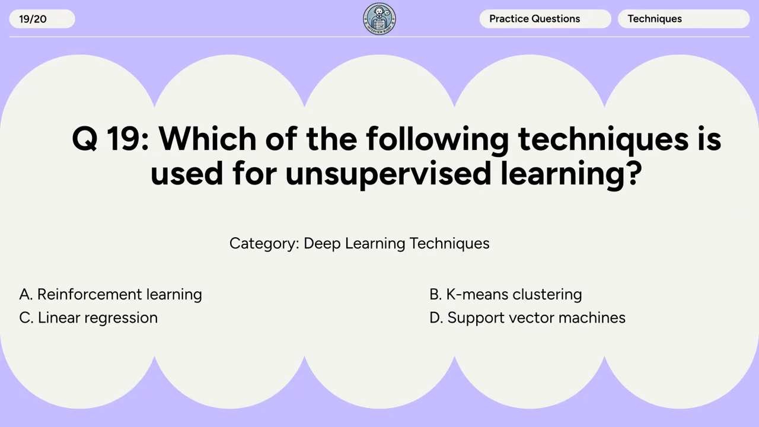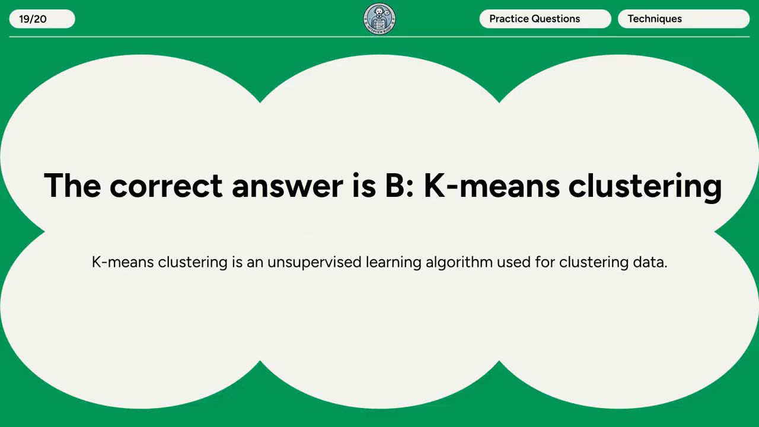Question 19. Which of the following techniques is used for unsupervised learning? A. Reinforcement learning. B. K-means clustering. C. Linear regression. D. Support vector machines. The correct answer is B. K-means clustering. K-means clustering is an unsupervised learning algorithm used for clustering data.